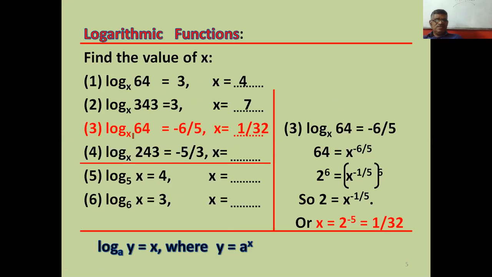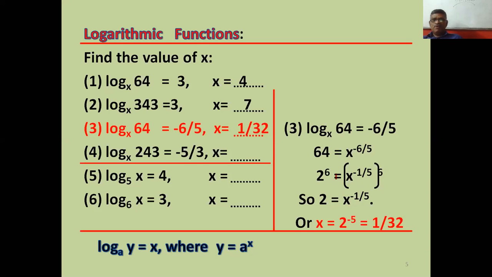Log 64 to the base x equal to minus 6 by 5. That was actually our earlier question, but minus is there. So what do we do here? Log 64 to the base x equal to minus 6 by 5, so 64 equal to x raised to minus 6 by 5. Either you can represent the same power, or as we are writing here, we can get x by raising the required power on both sides. So 2 raised to 6 equal to x raised to minus 1 by 5 raised to 6.